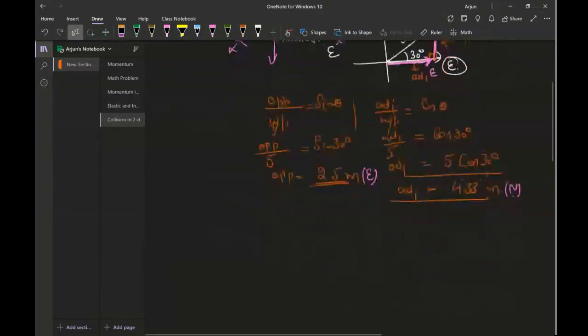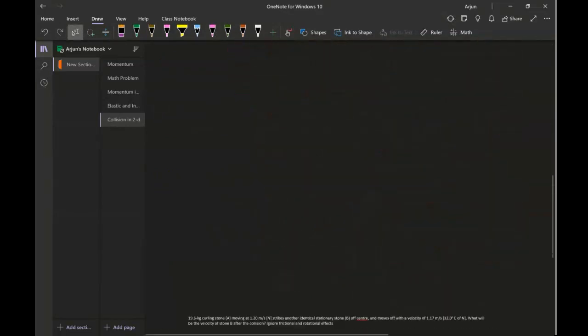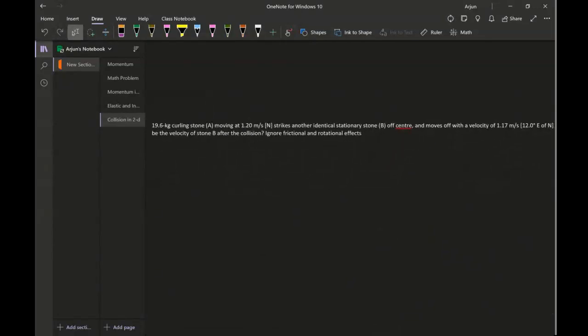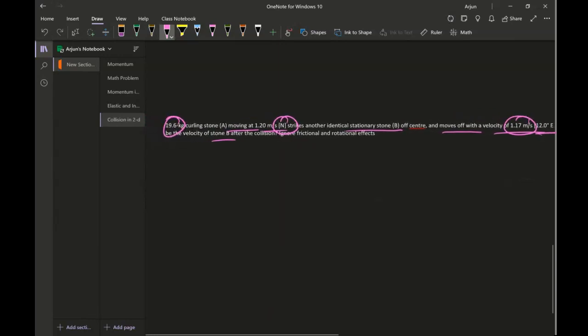Now this is the approach we will use to simplify the problems for a 2D collision. The question given to us is: a 19.6 kg curling stone A is moving with 1.2 meters per second in the north direction, strikes another identical stone off center and moves off with a velocity of 1.17 meters per second at an angle of 12 degrees east of north. What will be the velocity of stone B after the collision? Ignore the frictional and rotational effects.